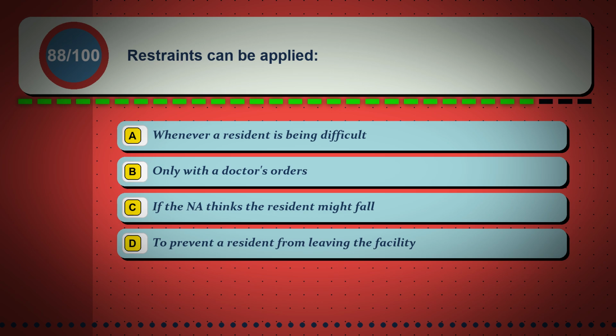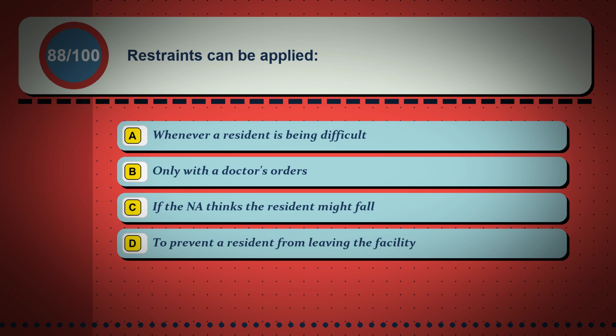Question 88. Restraints can be applied. Option A. Whenever a resident is being difficult. Option B. Only with a doctor's orders. Option C. If the NA thinks the resident might fall. Option D. To prevent a resident from leaving the facility.